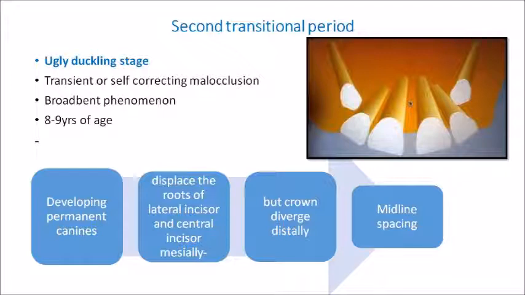So the answer will always be: you have to wait and watch. There is no need for any immediate intervention during that period, because that will only worsen the scenario. It may completely block out the canines also. So there should not be any intervention during this period, and it is quite natural to have a midline spacing around 8 to 9 years of age, and this is called the Broadbent phenomenon or ugly duckling stage.